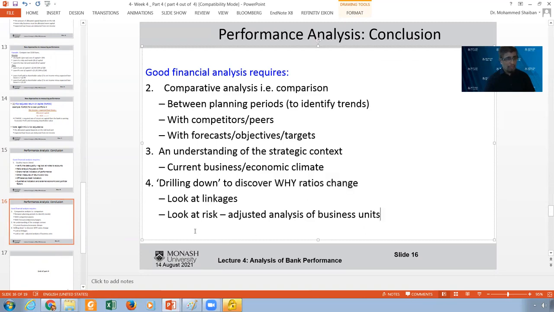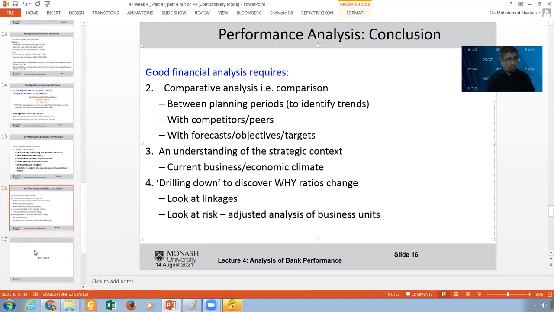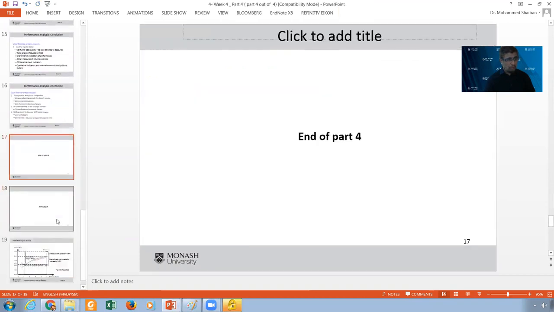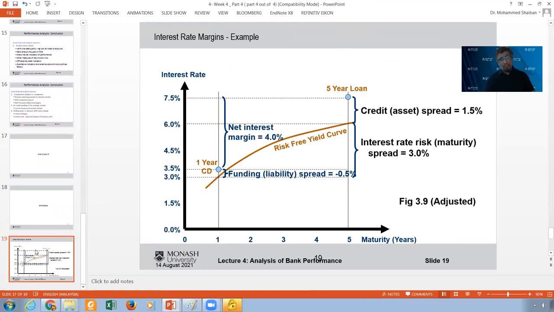This is the whole thing. I just want to share with you this one. Maybe I will not test you on this issue, but this is to tell you how the banks measure their cost of interest rate. So we have what we call the risk yield curve. Now, this is the risk-free rate of the central bank.